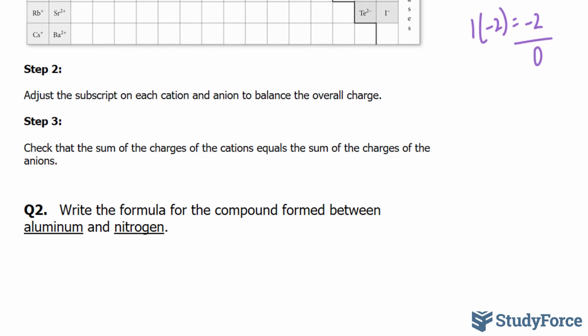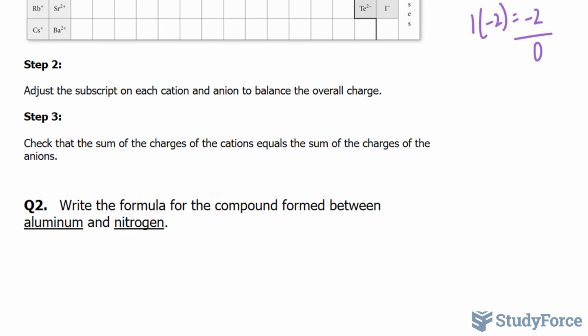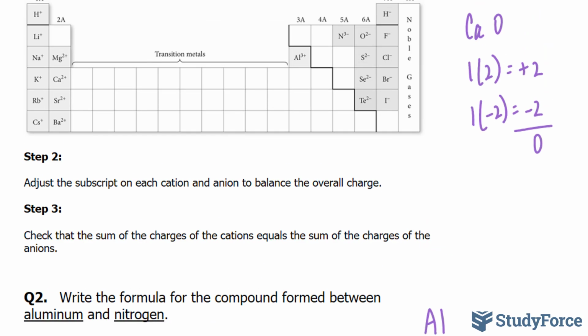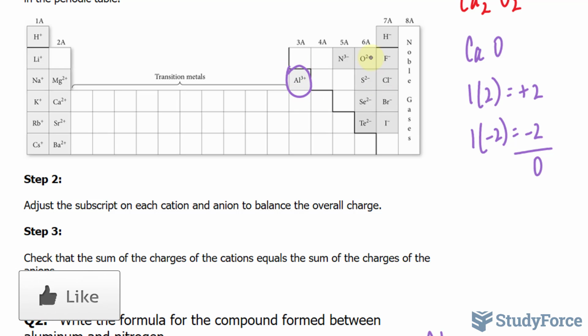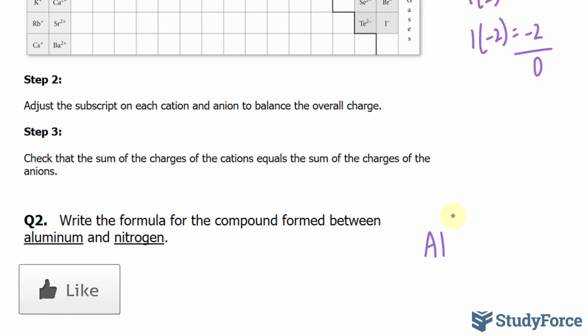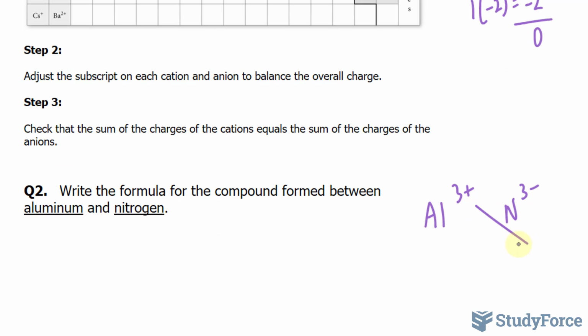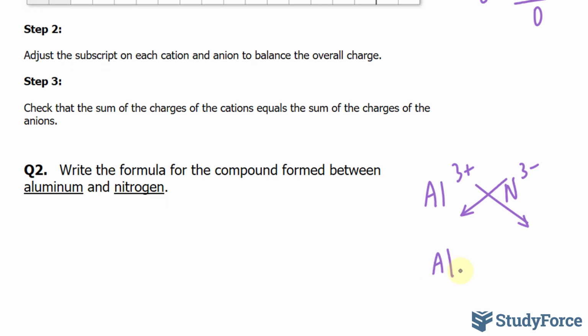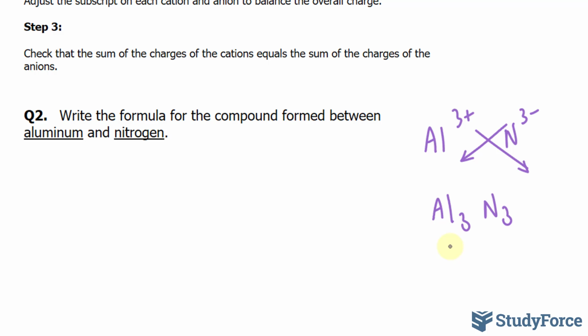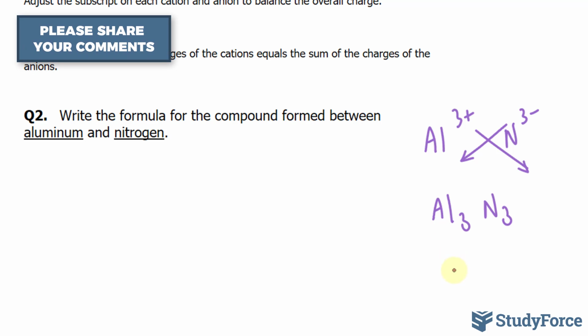In question 2, we're asked, write the formula for the compound between aluminum and nitrogen. Aluminum is Al, and its charge, according to this, is 3+. Nitrogen's charge is 3-. So 3+ and 3-. Crisscross. This gives us aluminum 3, nitrogen 3. Because 3 can be divided into both of these numbers, this gives us aluminum 1, nitrogen 1.